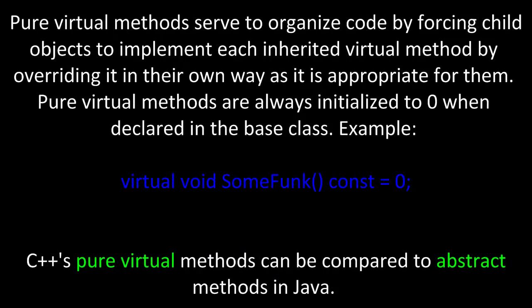Pure virtual methods serve to organize code by forcing child objects to implement each inherited virtual method by overriding it in their own way as is appropriate for them. Pure virtual methods are always initialized to 0 when declared in the base class. For example, virtual void sumFunc() const = 0 is a pure virtual method. C++'s pure virtual methods can be compared to abstract methods in Java.